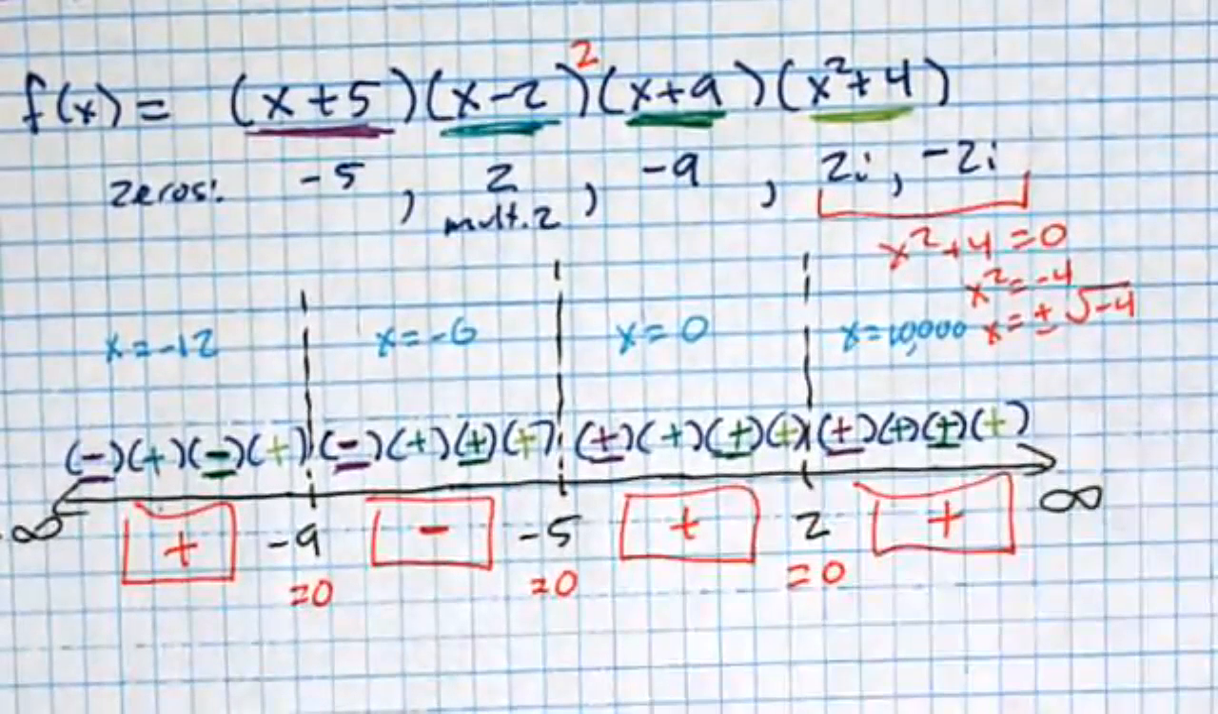Some people will be like, well, obviously it's equal to 0 because those are the zeros. In a moment, we're going to do this with rational functions, and some of them will be zeros, but some of them will be asymptotes. So it's good to keep in mind that it's equal to 0 there.